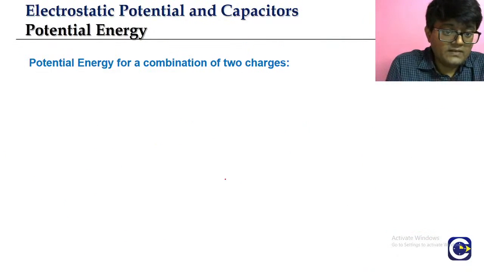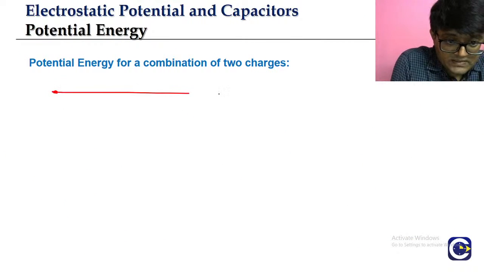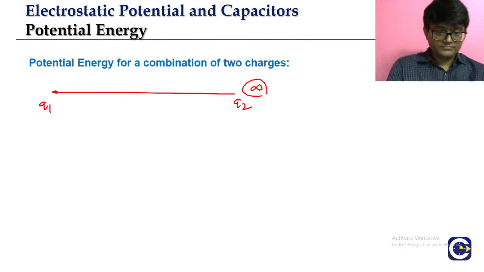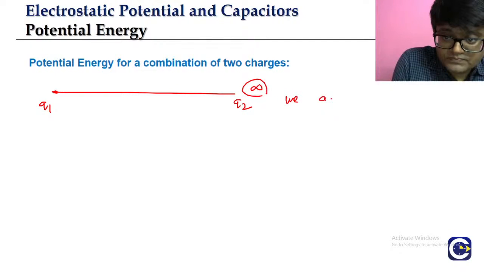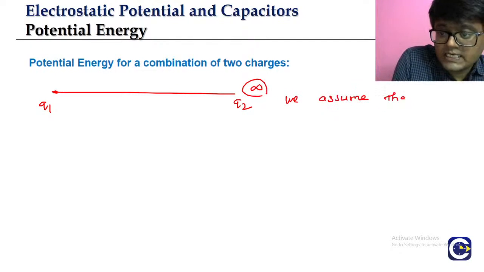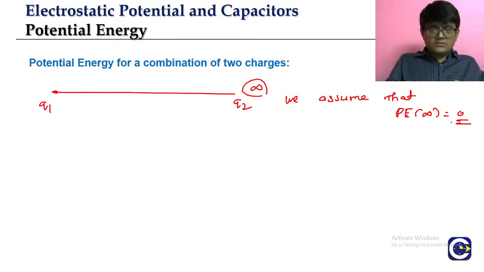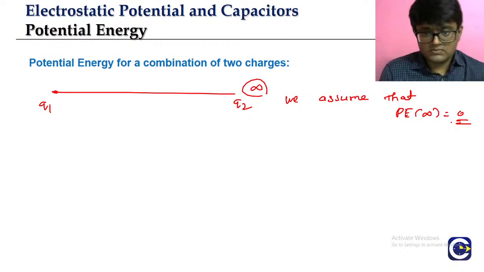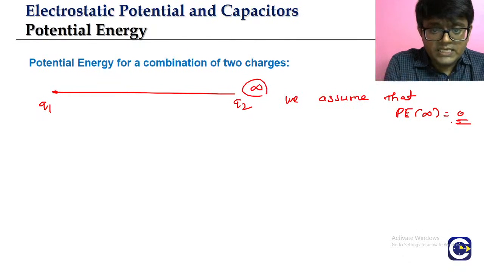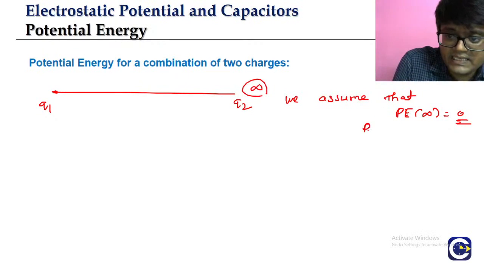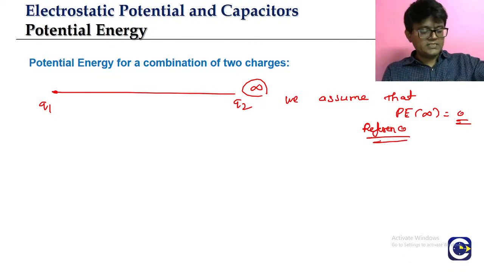From here, do you know what? When the charges are infinitely separated, meaning they are very far away, we assume that the potential energy of the charges when they are at a very large separation is zero. Because when the charges are very very far away, the influence of one charge will not be on the other charge. So there is no interaction. So we will assume that the potential energy is zero. So this is the reference. Like how in gravitation we take the potential energy on the surface of the earth to be zero.